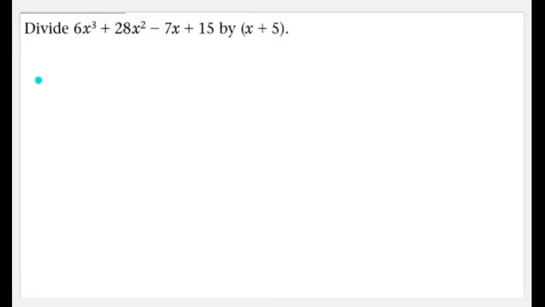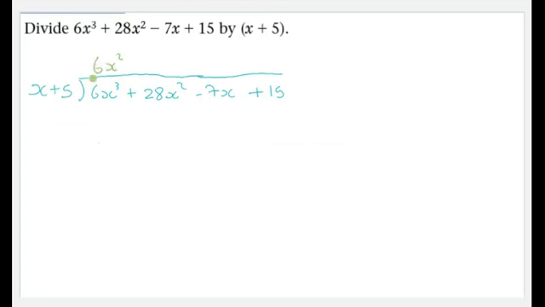All right, I have x plus 5, and that's going into 6x cubed plus 28x squared minus 7x plus 15. First thing, x times what gives you 6x cubed? 6x squared. Indeed. So the 6x squared goes above here. Then we take the 6x squared and multiply it by the x plus 5.